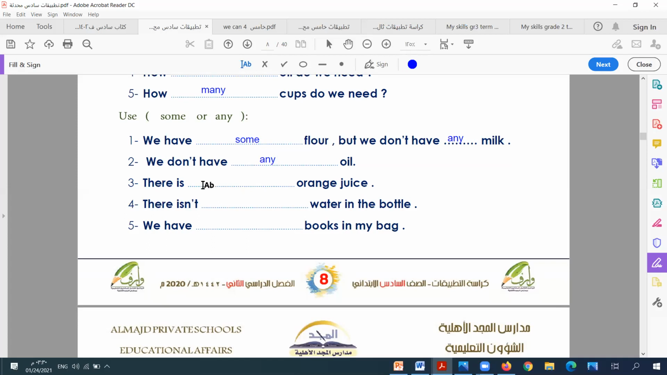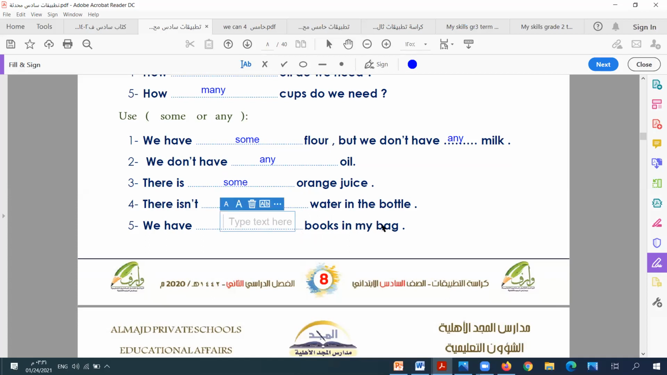Number three, there is orange juice. Yeah, it's affirmative. So I'm going to write here some. There is some orange juice. Next, there isn't. Not here, negative. So any is a suitable answer. There isn't any water.